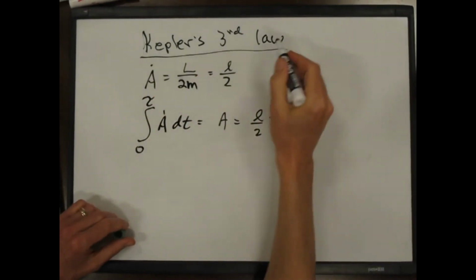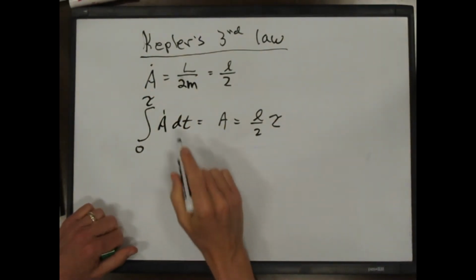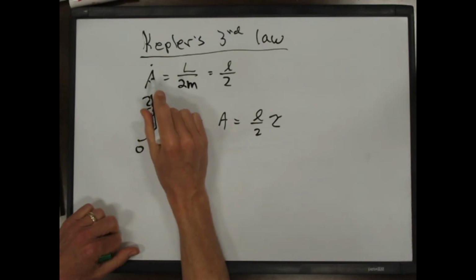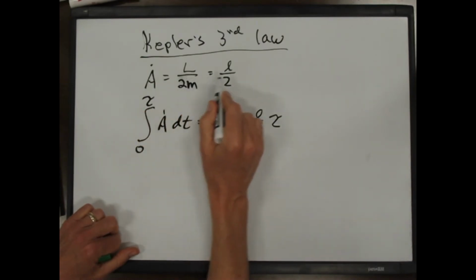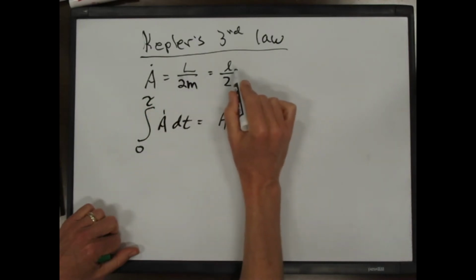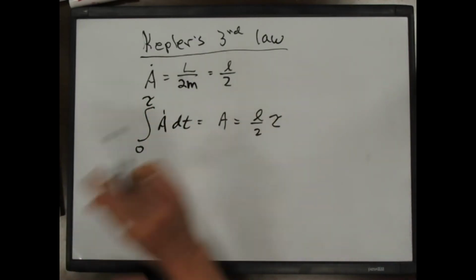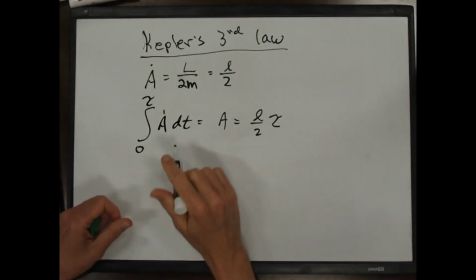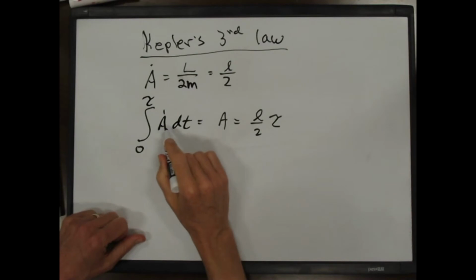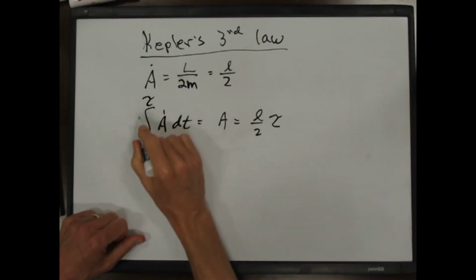So we're still talking about Kepler's third law, and I'm going to start with the second law, which said that the rate at which the area is swept out is equal to the angular momentum divided by the mass, or A dot is equal to angular momentum per mass divided by 2. That's what we got when we solved the second law.